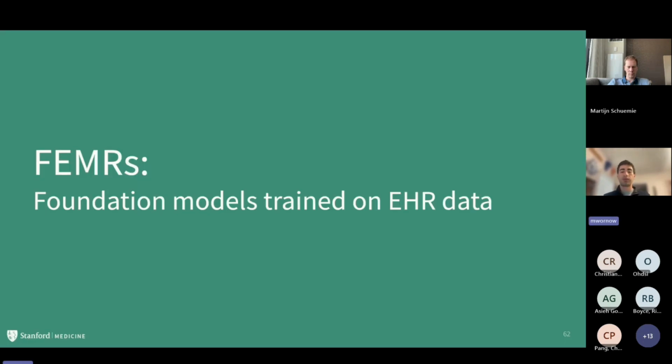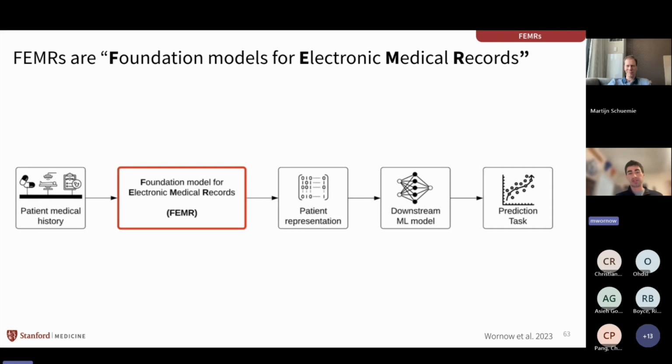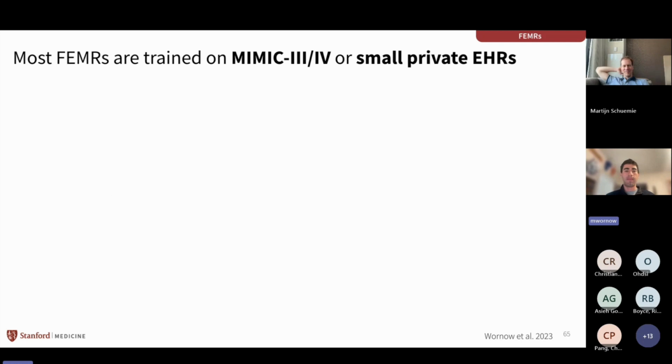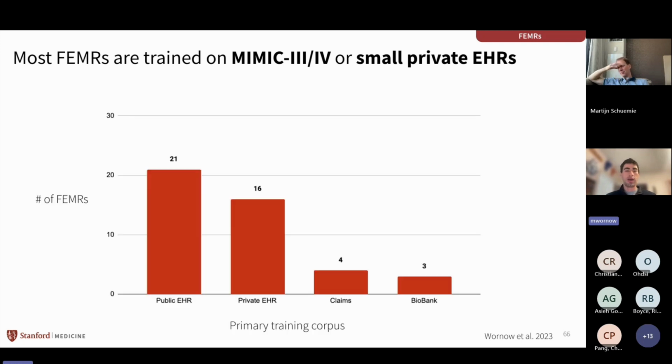Now I'll talk a little bit more about the CLMBR-style models, the femurs, the structured data models. Again, as a refresher, a femur takes in structured data and outputs some vector representation of a patient that you can then use for a downstream prediction task. We looked at, I think, 34 of these that were in the literature at the time. And we basically did the same analysis: what is it trained on? What is it evaluated on? Can we play with it?